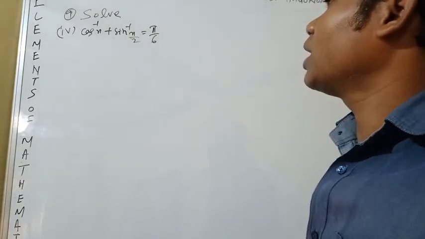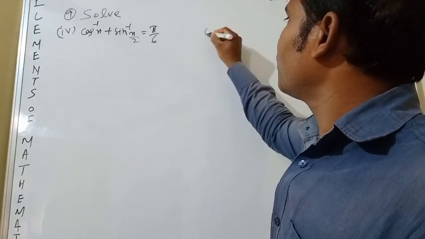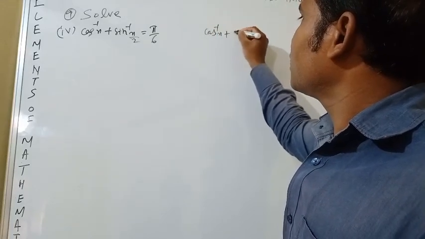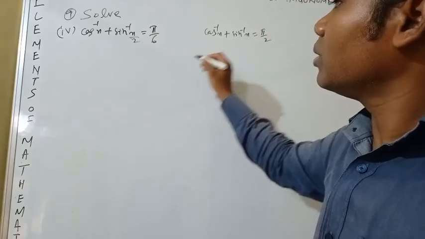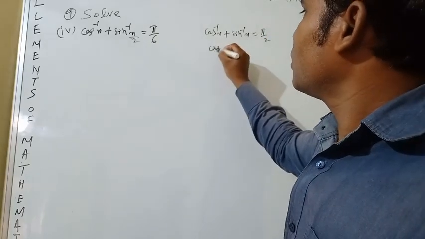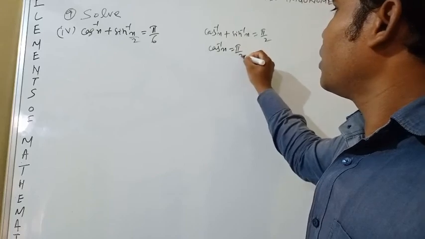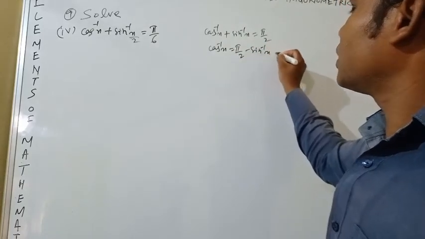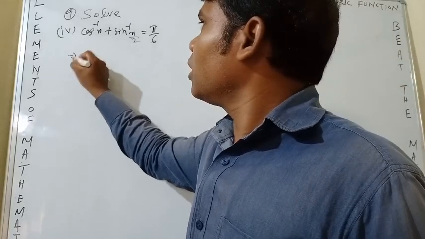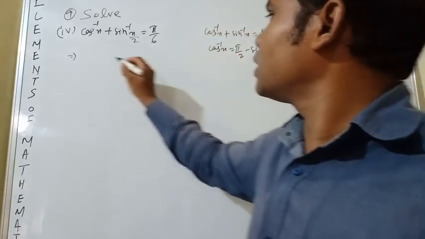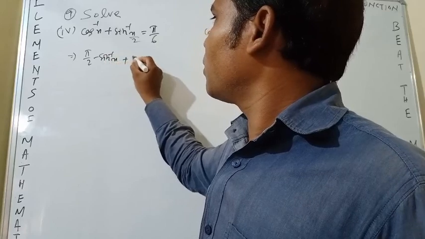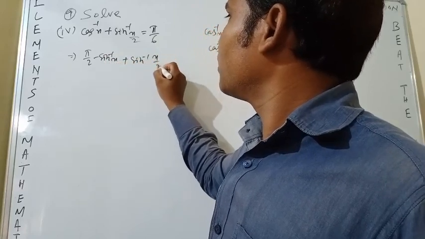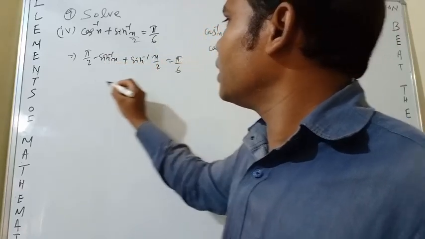Cos inverse x plus sin inverse x by 2 is equal to pi by 6. You know the formula, cos inverse x plus sin inverse x is equal to pi by 2. So cos inverse x is equal to pi by 2 minus sin inverse x. I can put here, in the place of cos inverse x, pi by 2 minus sin inverse x plus sin inverse x by 2 is equal to pi by 6.